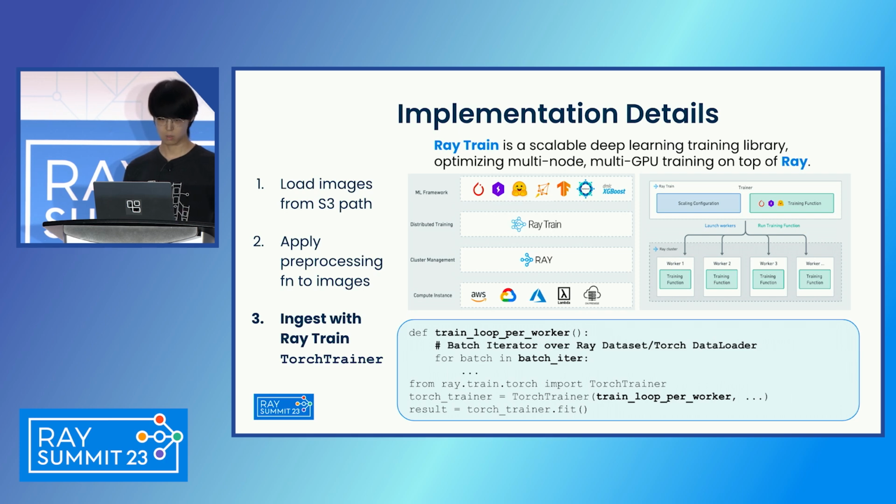And for this, we're going to be using the torch trainer. It's very simple to use as well. We simply pass it a function that does the train loop on each worker. And then within this function, we're just going to be iterating over either the array data sets or the torch data loader.